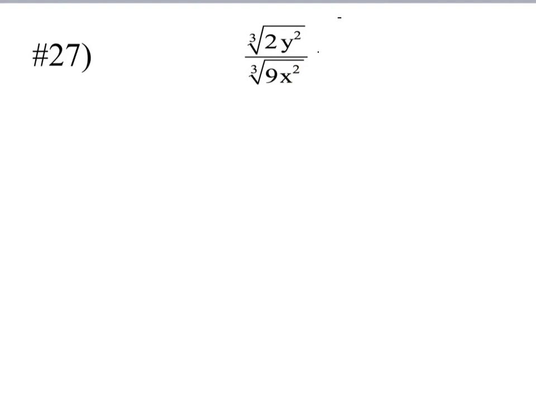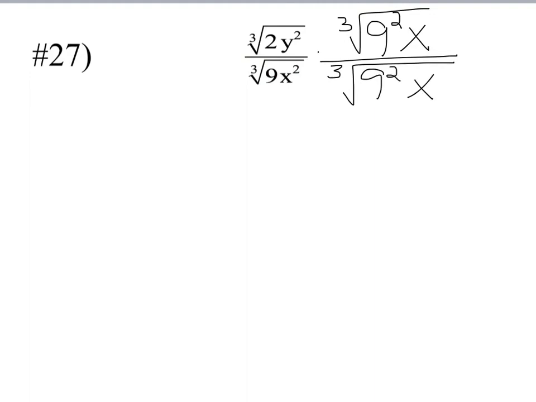So when I go to multiply, it's going to be the cube root. I need 2 more 9s, so I'm going to say 9 squared. And I need 1 more x. And then it always stays the same in the numerator and denominator.